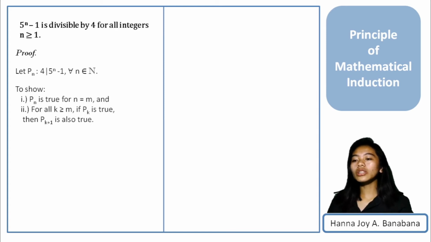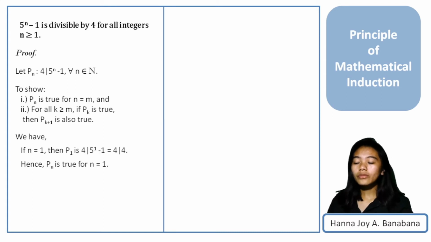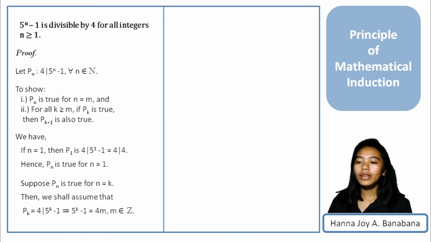So we need to show that P sub n is true for n equals m, and for all k greater than or equal to m, if P sub k is true, then P sub k plus 1 is also true. We have, if n is equal to 1, then P sub 1 is 4 divides 5 raised to 1 minus 1, which is equal to 4 divides 4. And that is true because 4 is divisible by 4. Hence, P sub n is true for n equals 1.